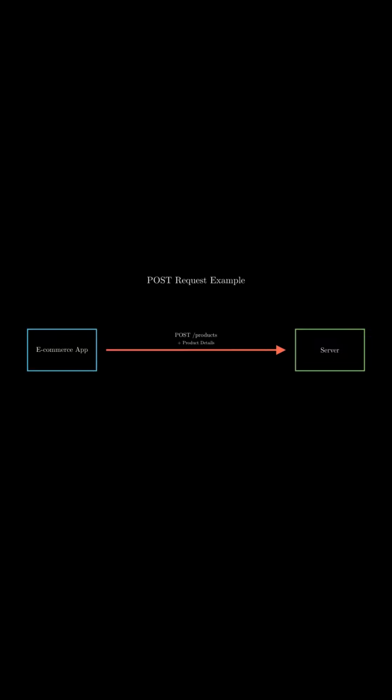If the client wants to create a new product, it sends a POST request to the same URI with the product details. The server then creates a new product and returns its details.